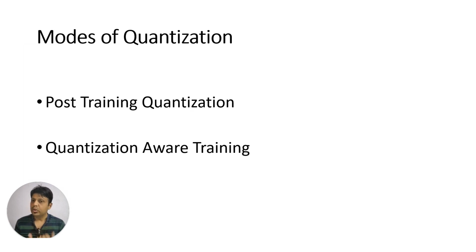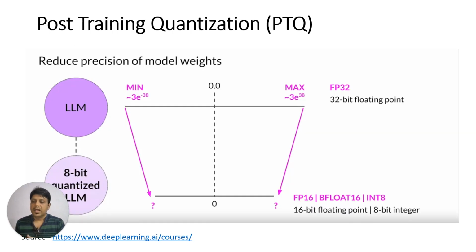There are two kinds of quantization: post-training quantization and quantization-aware training. The names themselves say what they are. In post-training quantization, we store the weights after the training is done. So we reduce precision after the training has been done. Earlier, while training, we stored them in FP32. But after that, we store them in either FP16, bfloat16, or int8.